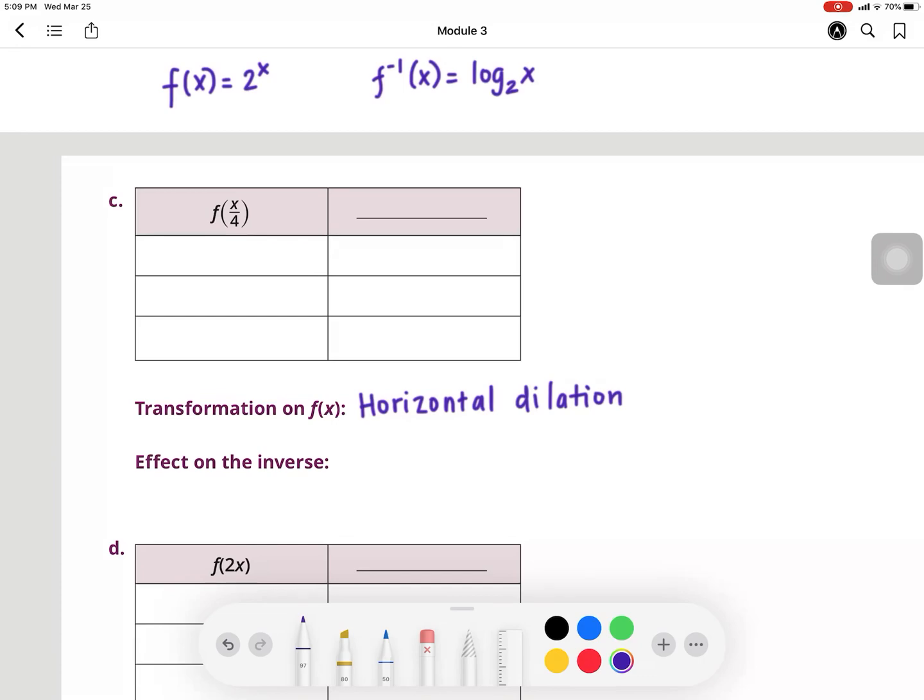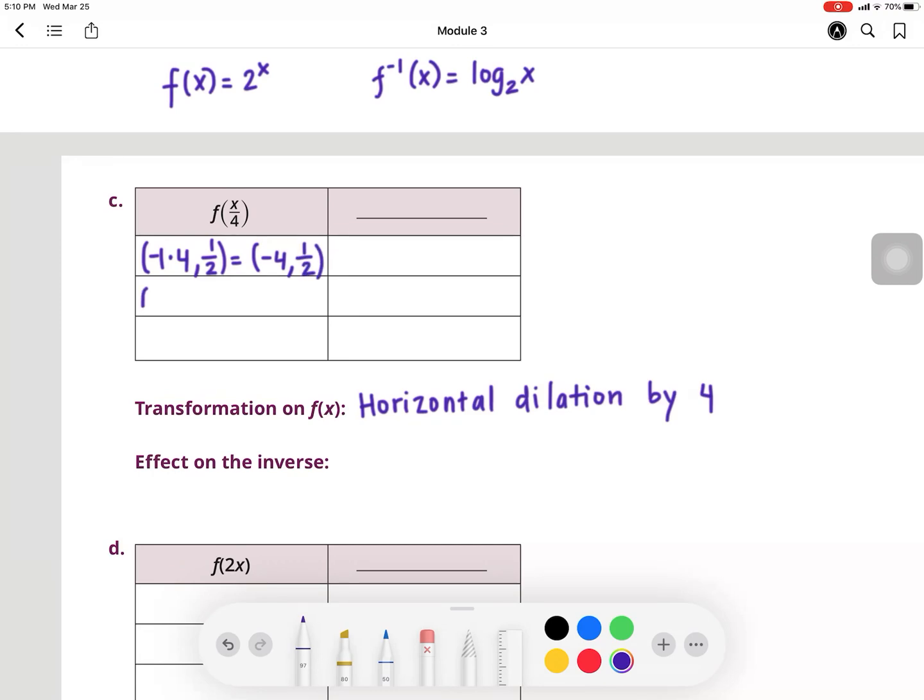And then since it's inside the parentheses, you need to do the opposite. So instead of by 1/4, it's going to be by 4. So what that means is that you're going to change the x coordinate of this. So you're going to go -1, and you're going to multiply that by 4. You're going to leave the y coordinate alone. So this is going to become -4, 1/2.